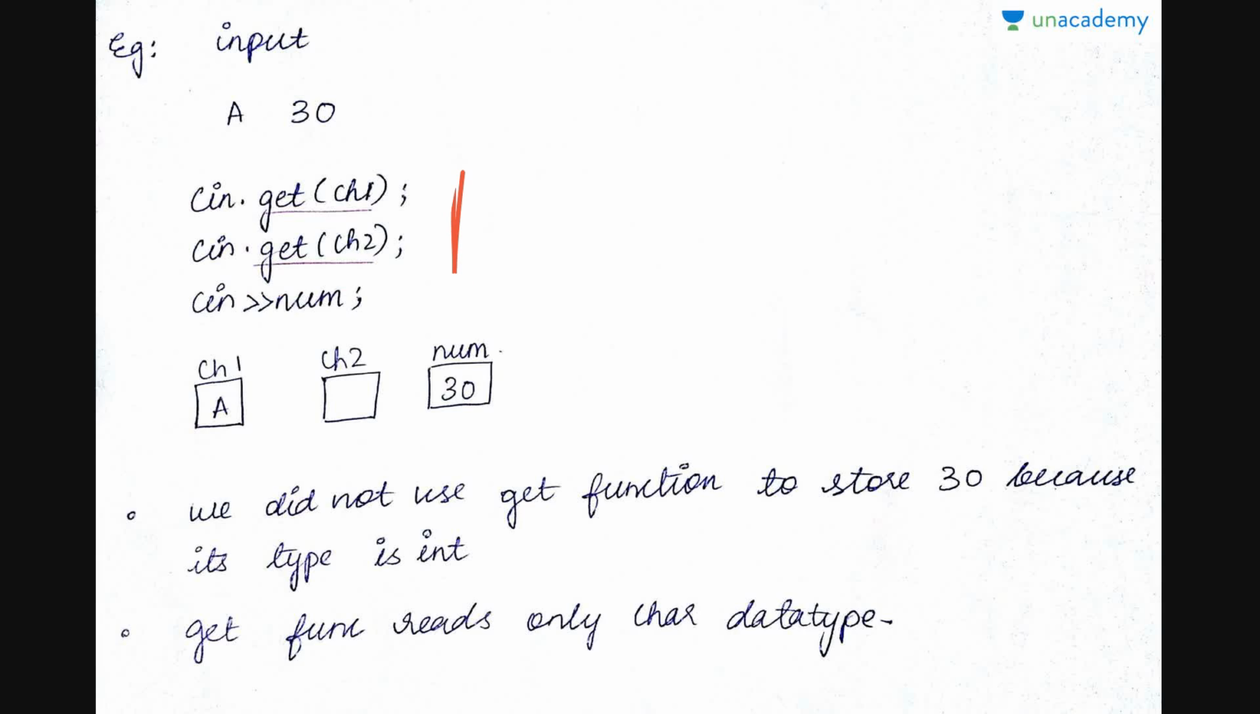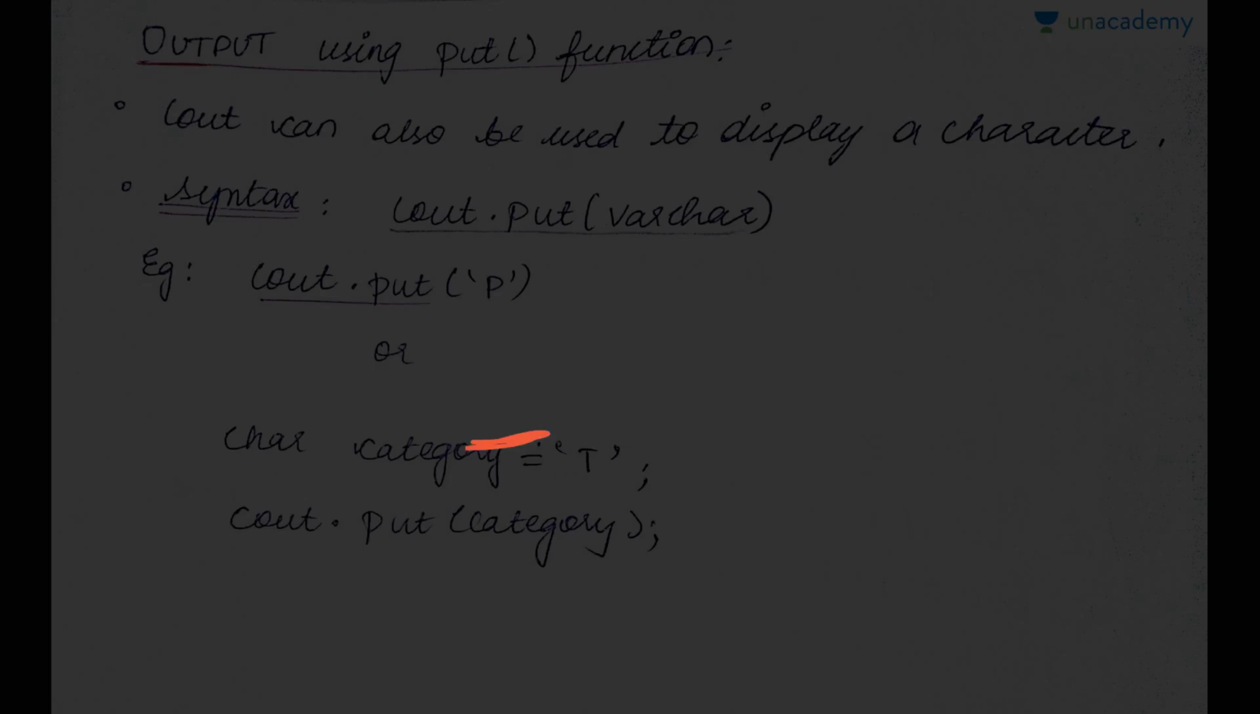And then to store 30, we use cin >> num. For num we can't use the get function because 30 is of type integer. Here you can see a pictorial representation: ch1 stores a, ch2 stores the white space, and num stores 30. We did not use the get function to store 30 because its type is integer. The get function reads only character data type. You understood this, right?